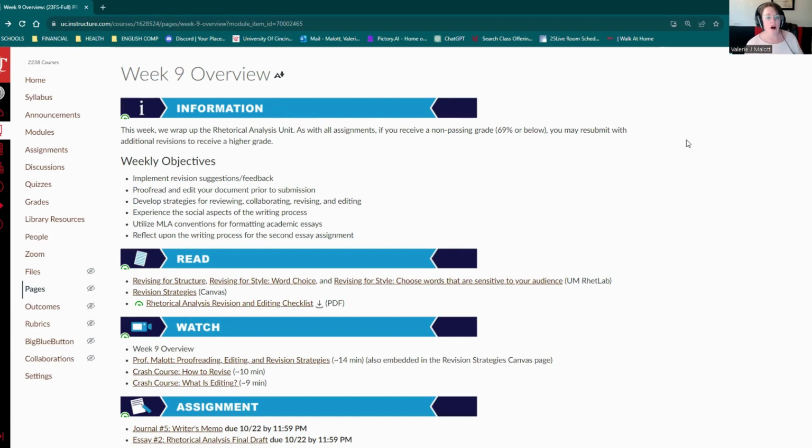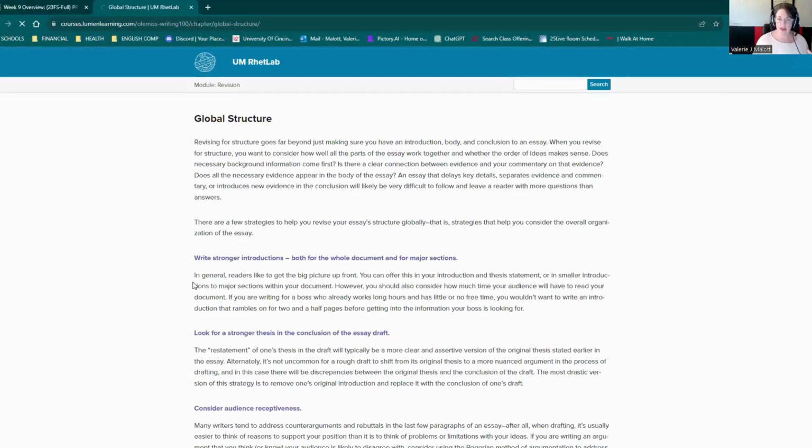So the readings this week all center on revision. I have 3 choices from the University of Mississippi Rhet Lab. The first is revising for structure. I'm going to open that up, just explain a little bit about it. This page is on global structure. So really thinking about how the various parts of your essay fit together and flow together and how you can go about revising. One suggestion is to write stronger introductions. Another is to look for a stronger thesis, maybe even in the conclusion of your essay draft, the restatement of your thesis.